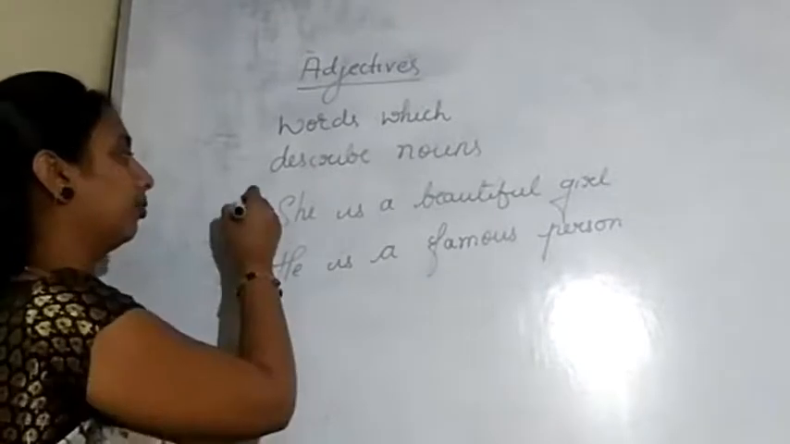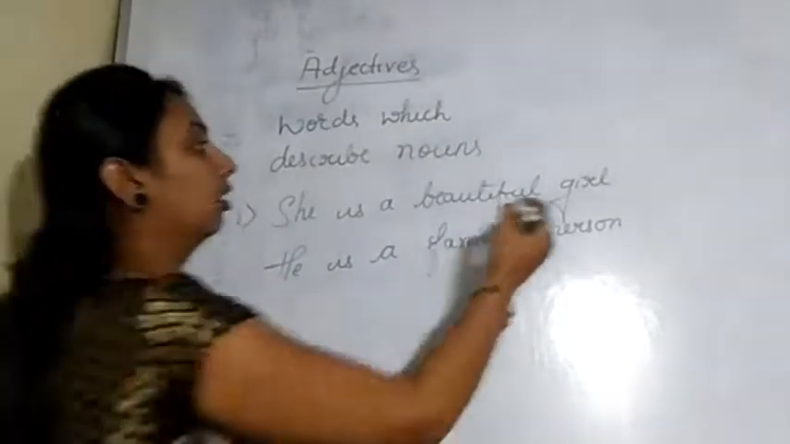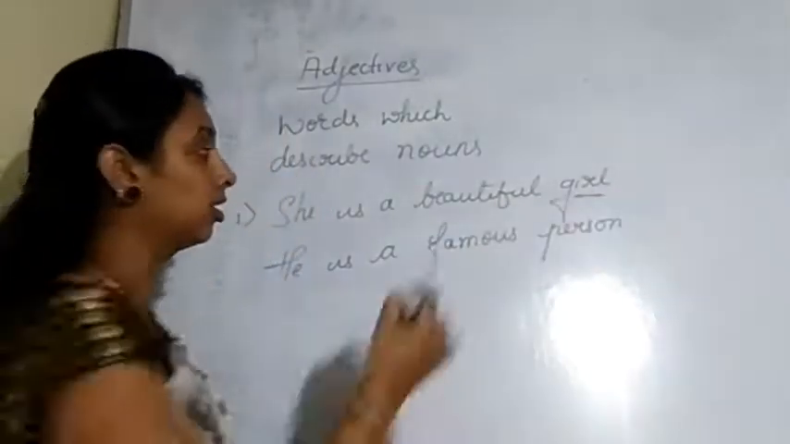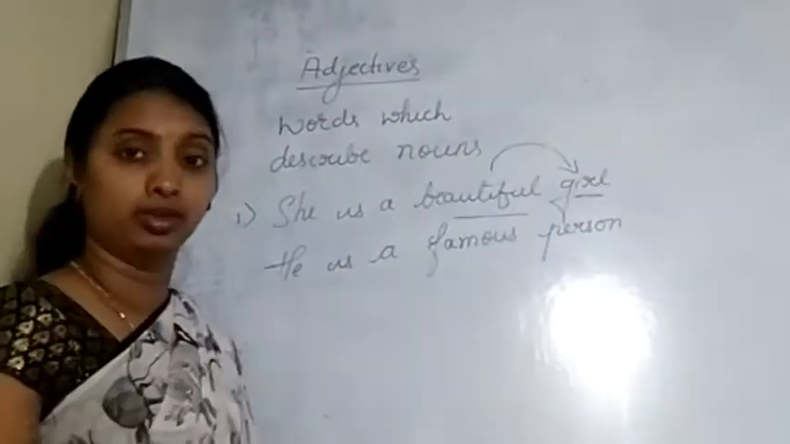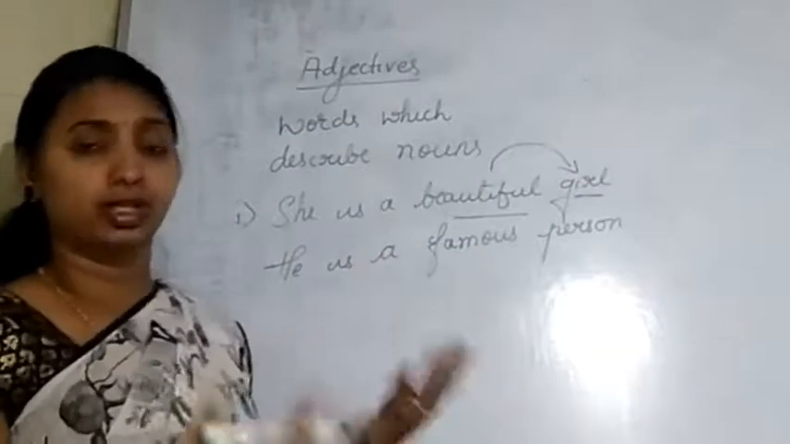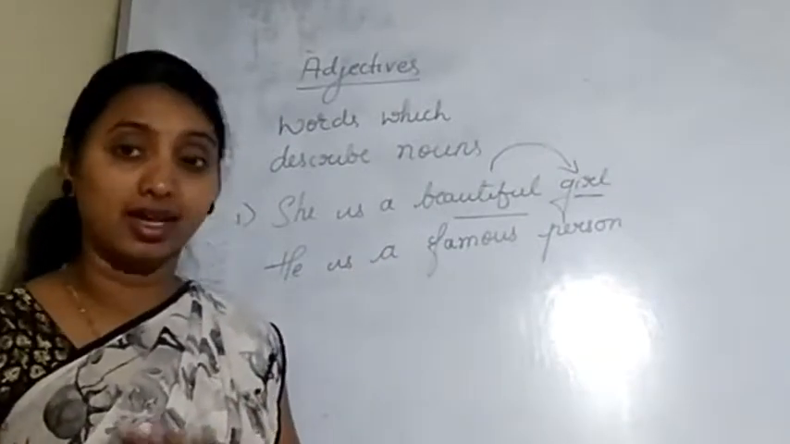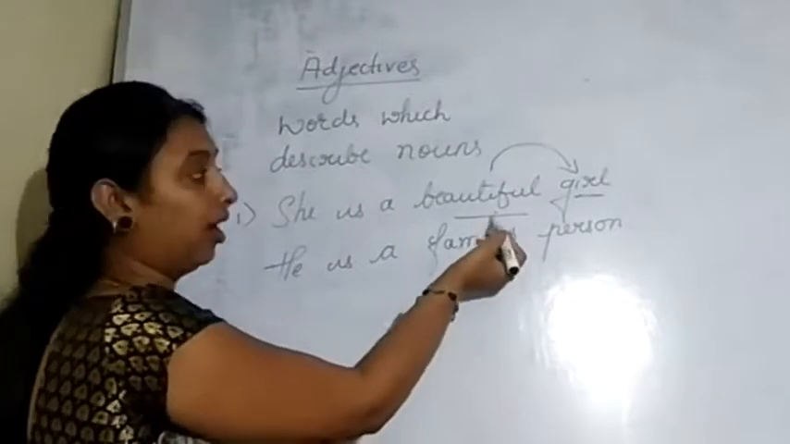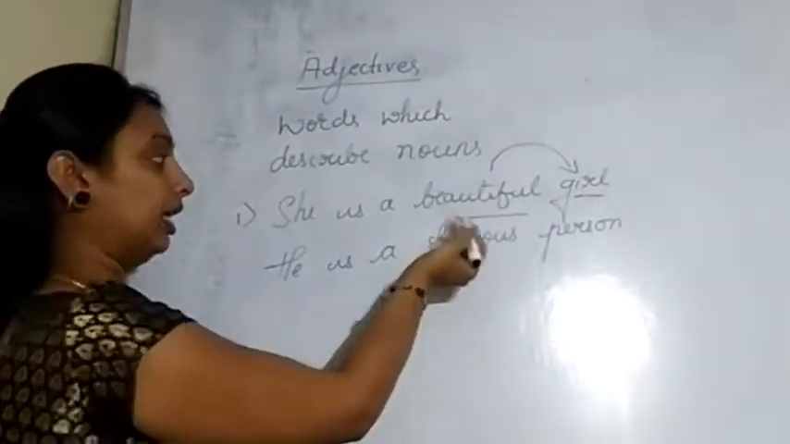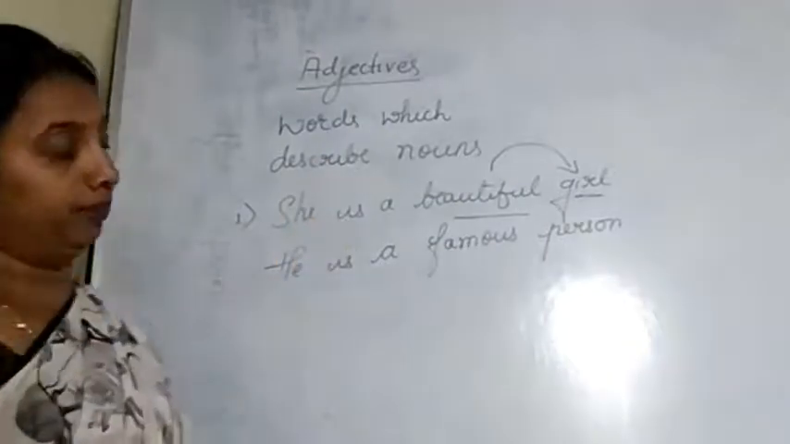First one. She is a beautiful girl. What type of a girl is she? She is a beautiful girl. Beautiful is saying something about the noun. Noun means it's the name of a person, place, animal, thing, etc. So, beautiful is saying something about the word girl. This word is called an adjective.